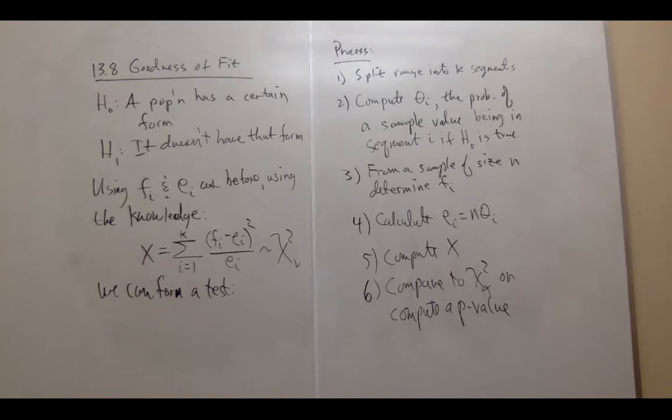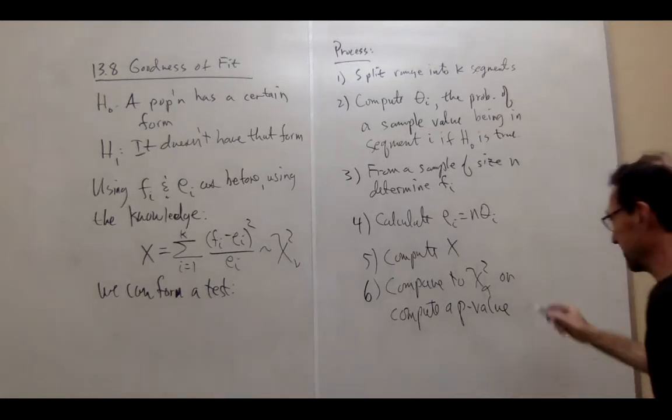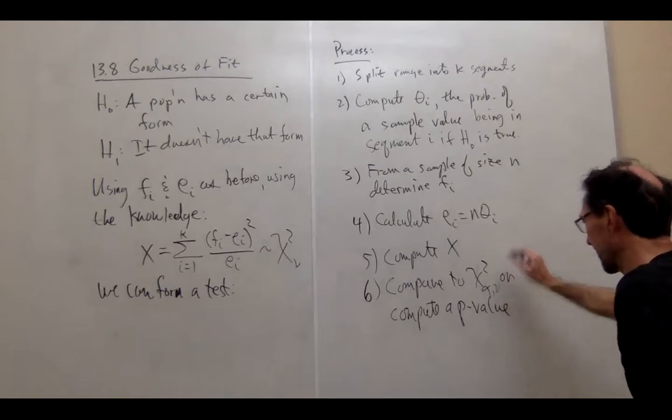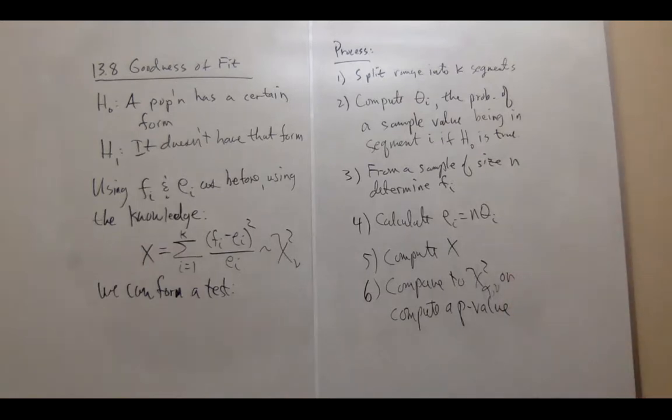We compare it to chi-squared alpha for a traditional test with the appropriate degrees of freedom. Or we compute the p-value of the test. That's probably what I'll do.